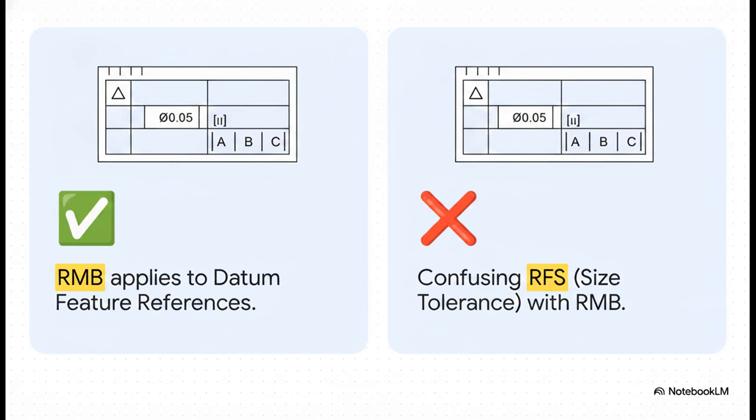Now, this highlights a massive point of confusion. It's a really common engineer mistake. So many of us say RFS when we're looking at a datum reference, but according to Rule 2, RFS, regardless of feature size, is the default condition for the geometric tolerance values themselves. For the datum feature references in the back of the feature control frame, the correct term in default is RMB. Confusing a size tolerance concept with a datum reference concept is a very quick way to fail a drawing review.